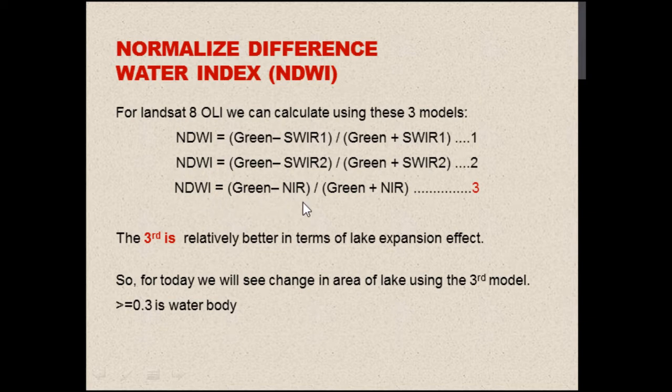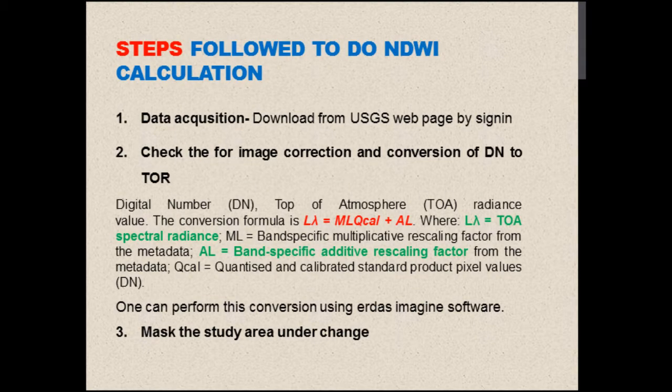So the third model gives a better result in estimating the lake expansion effects, as you can see. So for today we will see the change in area of the lake using this model. Generally, the range, the class of NDWI should be greater than or equal to 0.3 to indicate the water body. So I'll go straight to the steps followed to do the NDWI calculation.